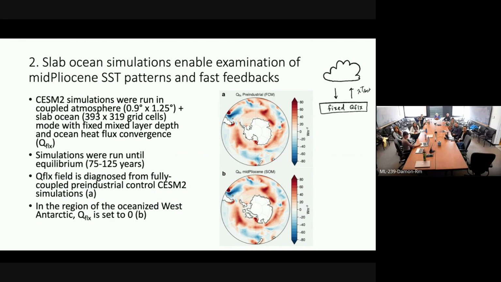So here I'm zooming in on Antarctica because we did have to make this novel modeling choice again, where in order to best achieve this pre-industrial ocean heat flux convergence around Antarctica, we've opted to set ocean heat flux convergence to 0 over here where we don't have that ice sheet anymore. But as you can see, it looks pretty much identical to the pre-industrial control heat flux convergence.